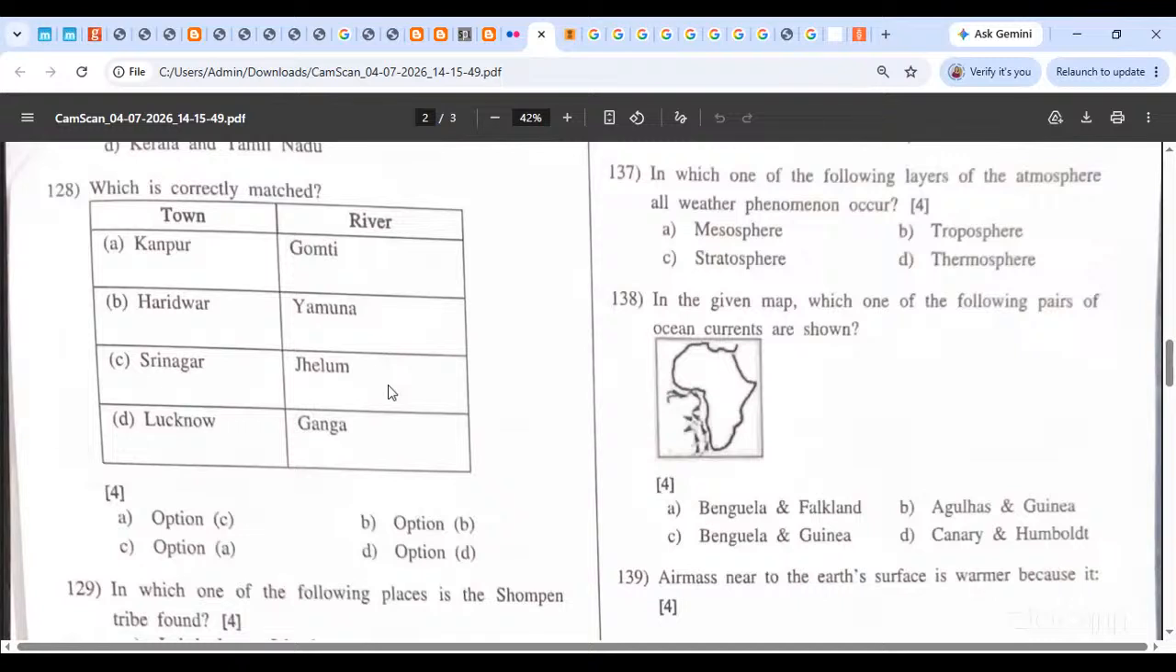Now, your options over here, you need to know, people, that the Kanpur town lies on the banks of the river Ganga. Famous because Kanpur is very famous for its. I'll tell you the reason.